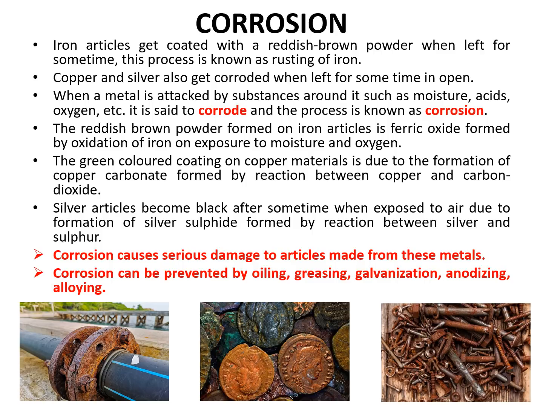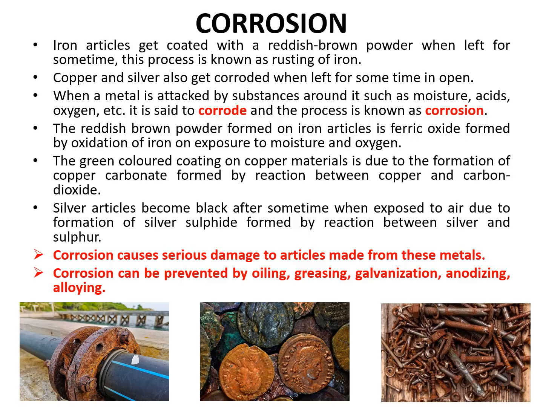The green colored coating on copper articles, copper containers or copper vessels is due to the formation of copper carbonate, formed by the reaction between copper and carbon dioxide. Silver articles become black after some time when exposed to air due to the formation of silver sulfide, formed by the reaction between silver and hydrogen sulfide, which is suspended in the atmospheric air.